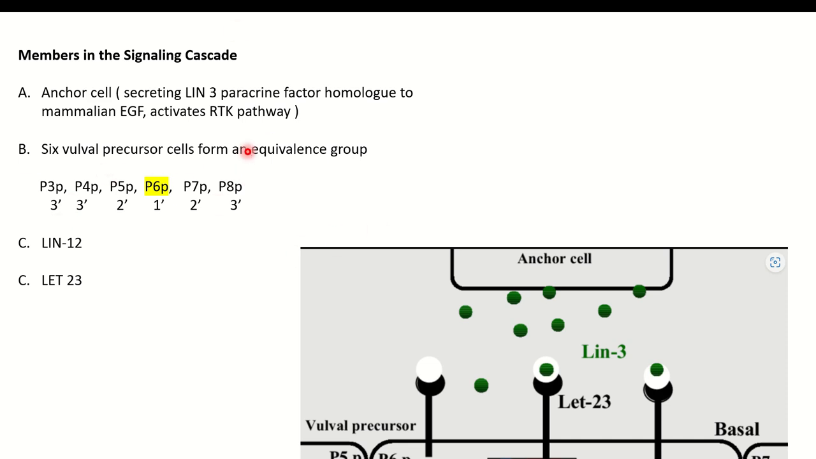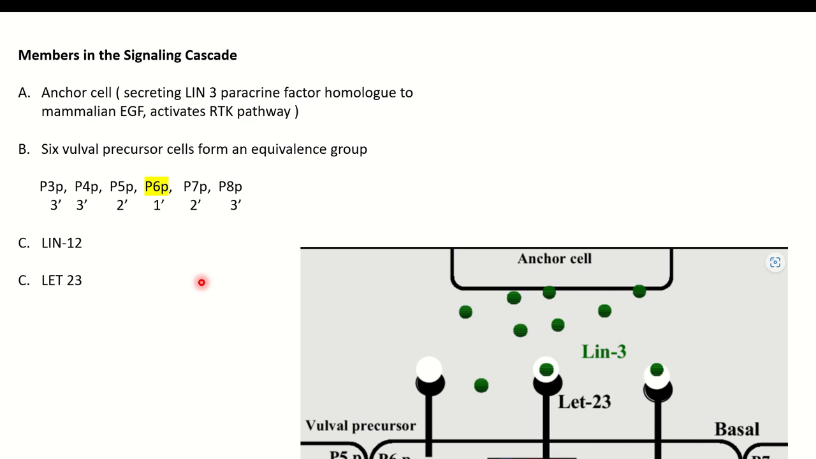So the 6 vulval precursor cells form an equivalence zone. Why do we say equivalence group? Equivalence group means every P cell, P6.p, P7.p, P5.p, P3.p, P4.p, P8.p, is equipotent. All are competent. In developmental biology we know induction and competence. Here the inducer is the anchor cell, and all the P3.p to P8.p, the equivalence group of 6 cells, are equipotent or competent to form the vulva, the primary vulva in particular.